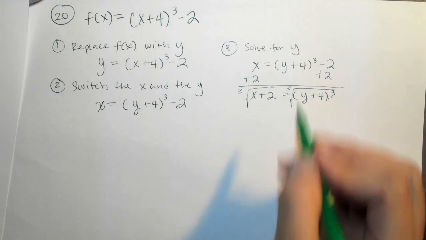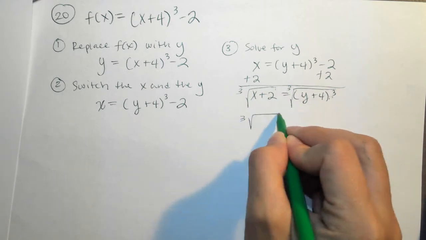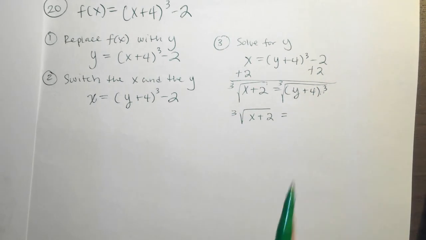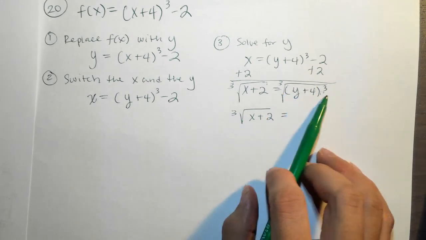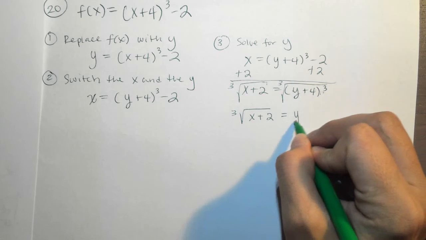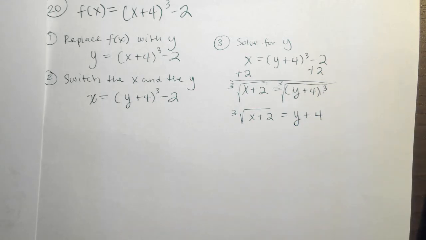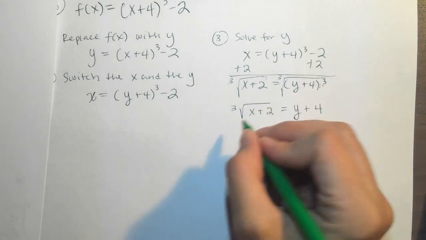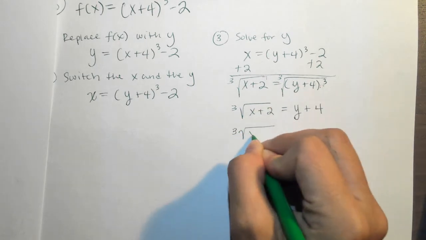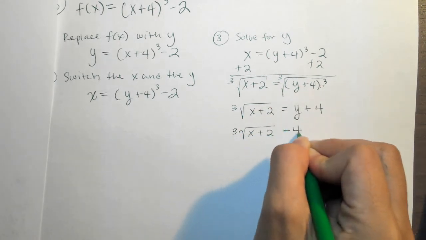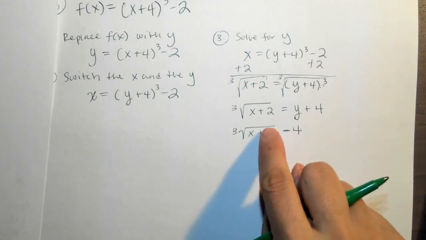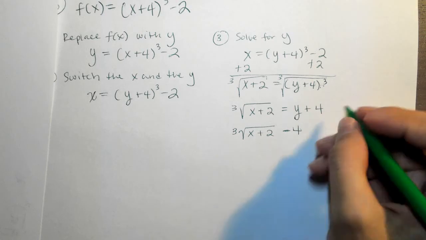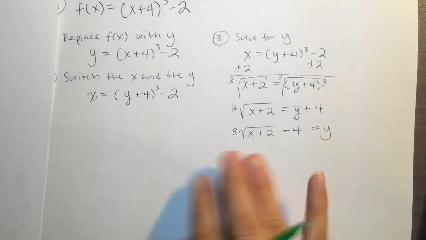It's over everything here, so be very careful. So I have the cube root of (x plus 2) on the left. And then right here, the cube and the cube root cancel. So I have y plus 4 on the right. Almost done. And then the last thing I'm going to do is subtract 4. So the cube root of (x plus 2) minus 4. Be very careful. This minus 4 is not underneath the radical. It's on the outside. And so that equals y.